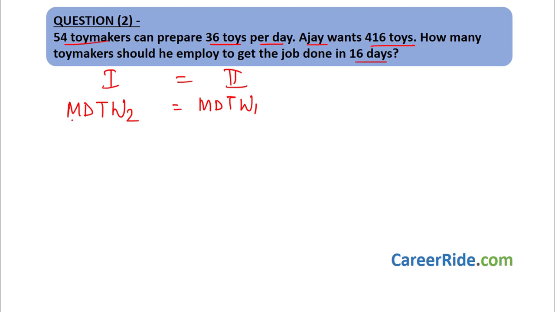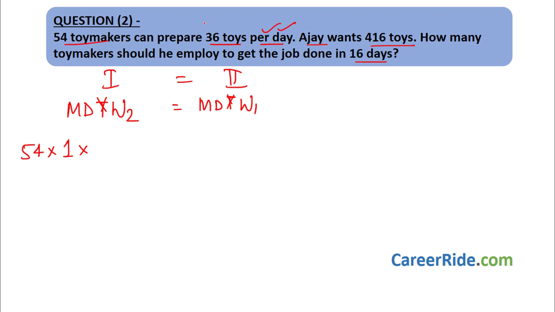Now, case 1. Number of men would be 54 toy makers, right? How much is the number of days? 54 toy makers can prepare 36 toys per day. So, number of days would be 1, okay? Now, time is not given over here in both the cases. So, need not consider time over here. We'll simply neglect time.